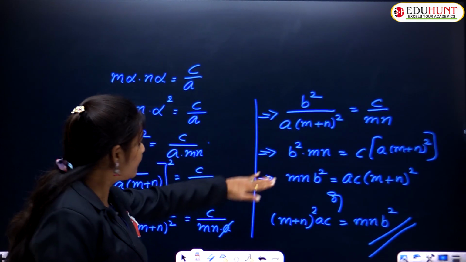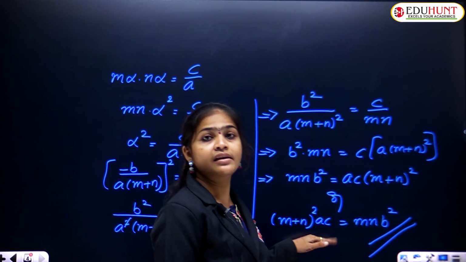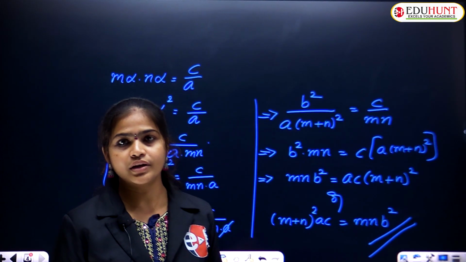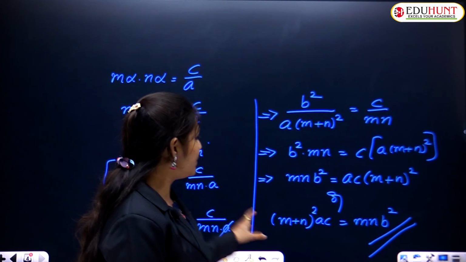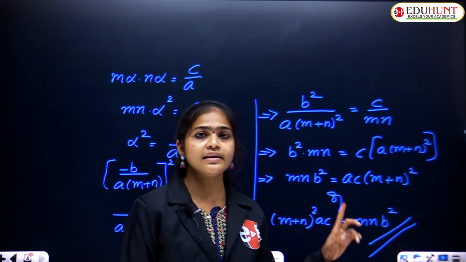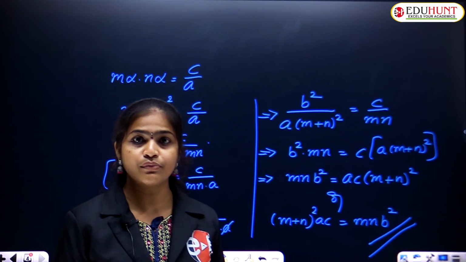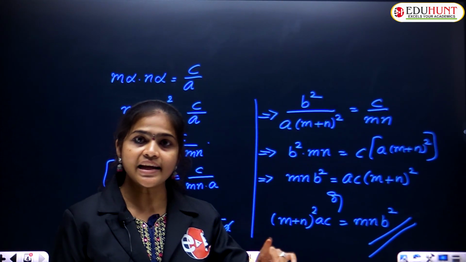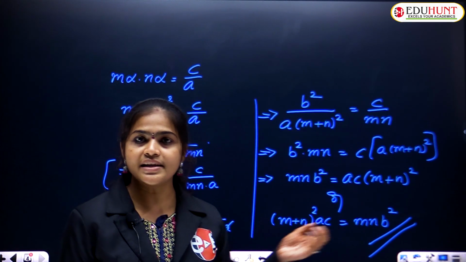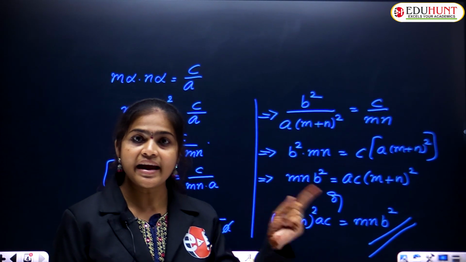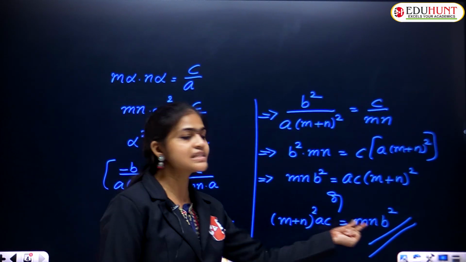So in this way we got the condition when the roots are in the ratio m is to n. In that case, we can directly use this formula. For example, if the roots are in the ratio 1 is to k, it means one of the roots is k times the other root. Understand? One of the roots is k times the other root. In that case we can use this condition.